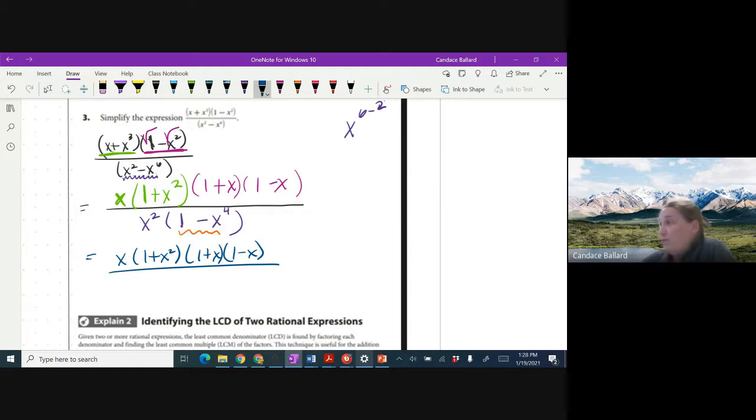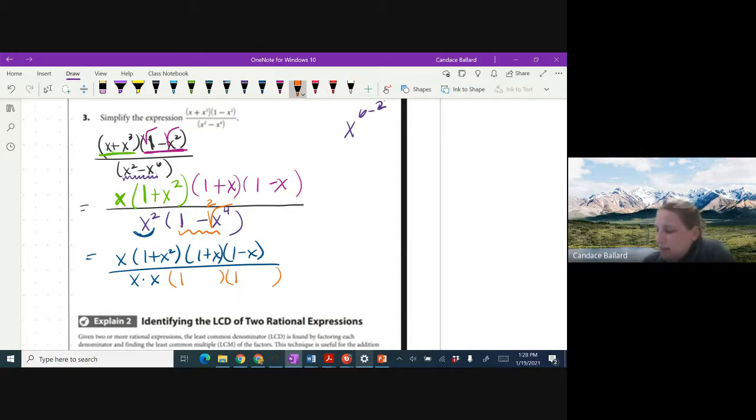Before I do the difference of squares piece, I am going to purposely take apart that x squared and write it as x times x. Now I'm going to do my good old difference of squares. We're going to take the square root of 1, which is 1. I'm going to take the square root of this.